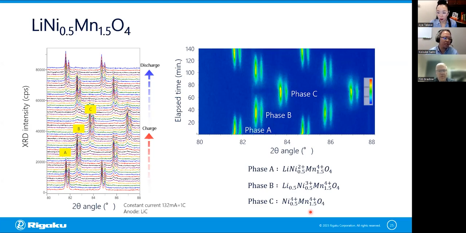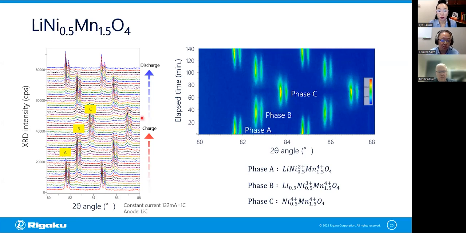But the interesting thing is we didn't see any in-between phases, like 25% or 75% lithium nickel manganese oxide. So it looks like the lattice parameter, or crystal shape, was about the same regardless of the charging or discharging state for each phase. For example, the peak position for phase A didn't move at all. Phase B also didn't move at all. Phase C also didn't move at all.